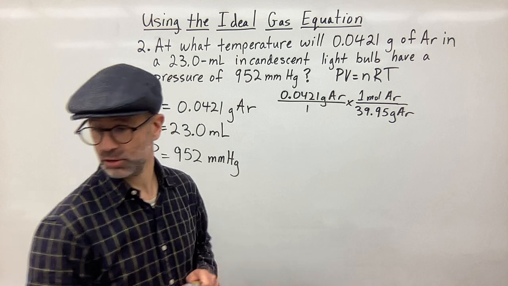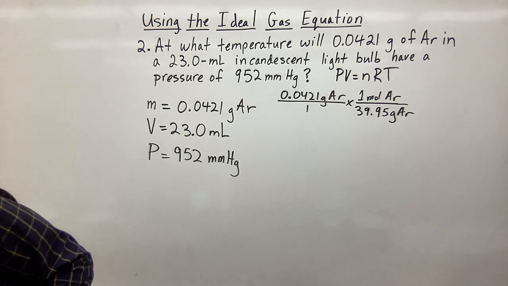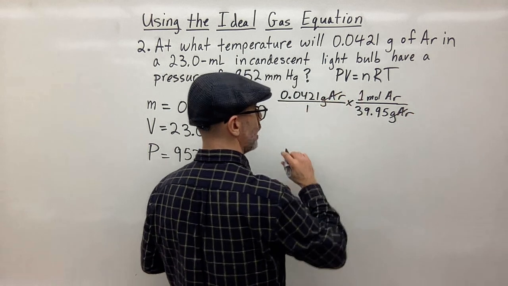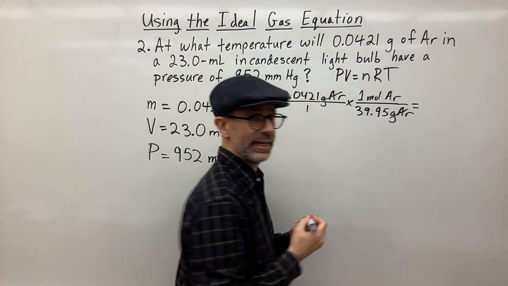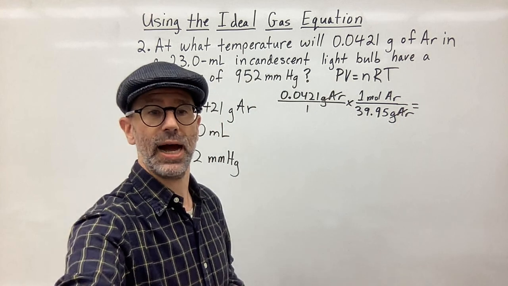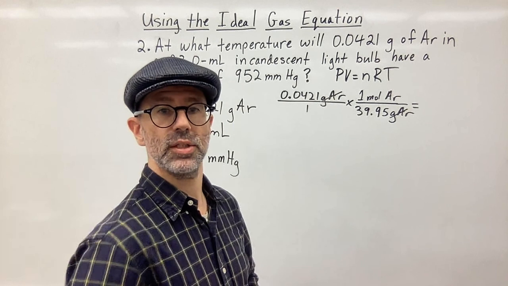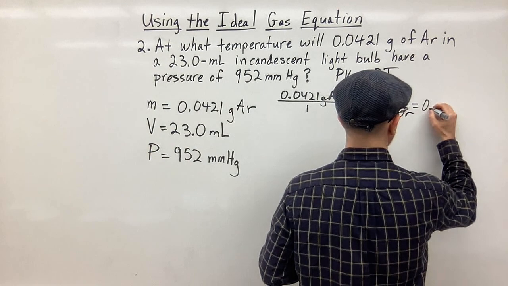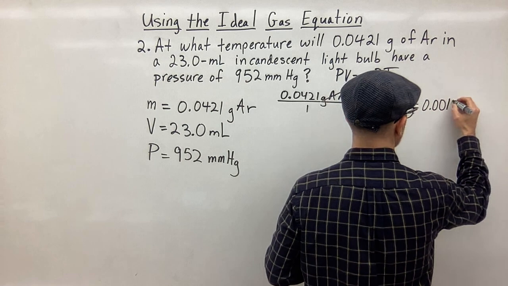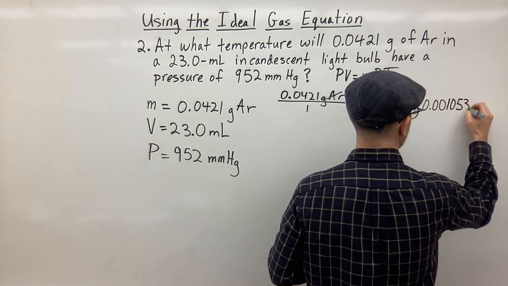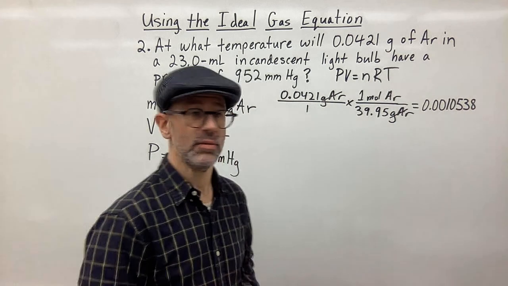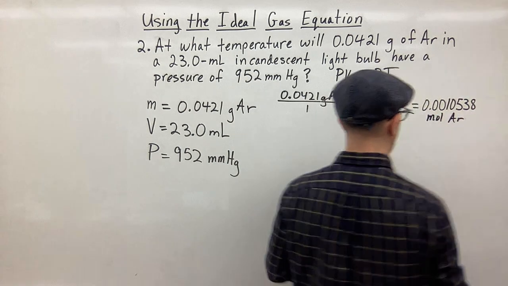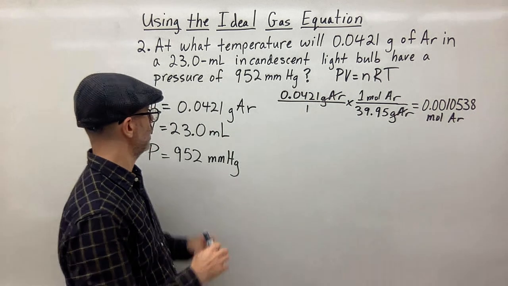Okay, now let me double check it once more. Okay, so the grams are going to cancel out, and now I have moles. If I calculate the number of moles, I get 0.001058 moles of argon. So now I've got the moles.